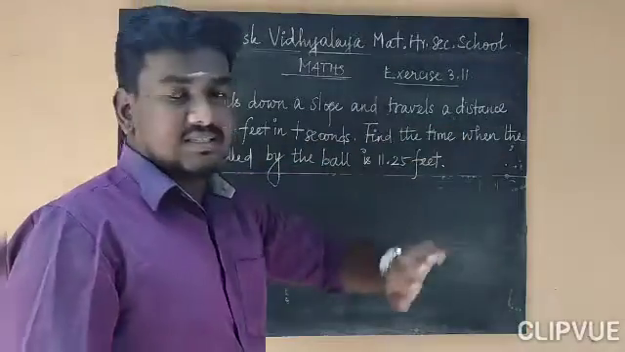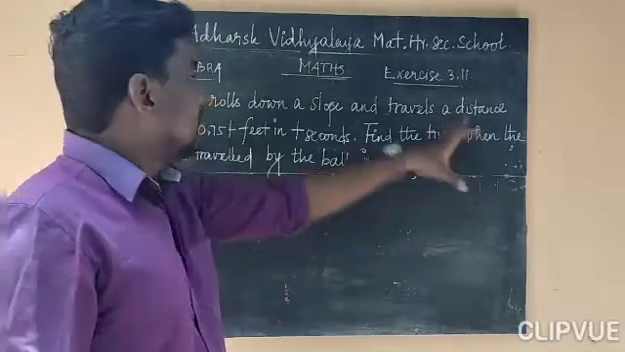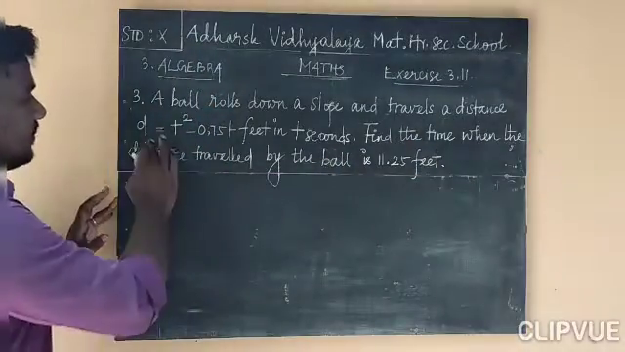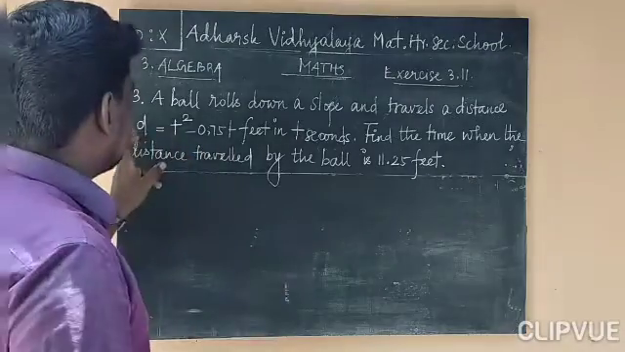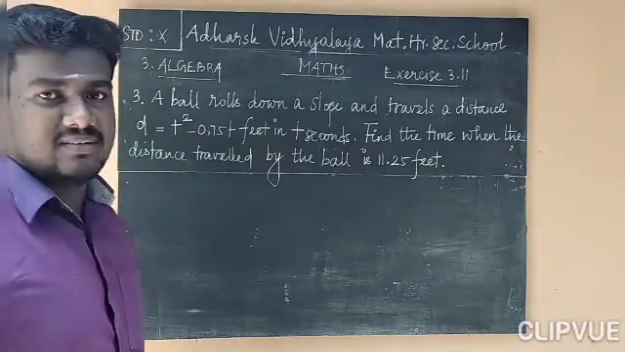And it travels a distance d. The formula is given in equation form. The distance d is equal to t square minus 0.75 t.